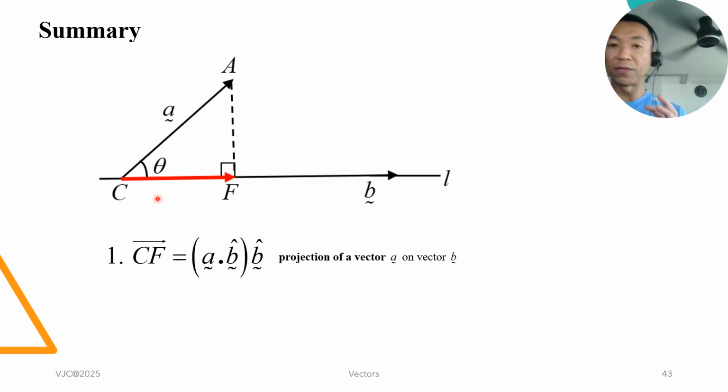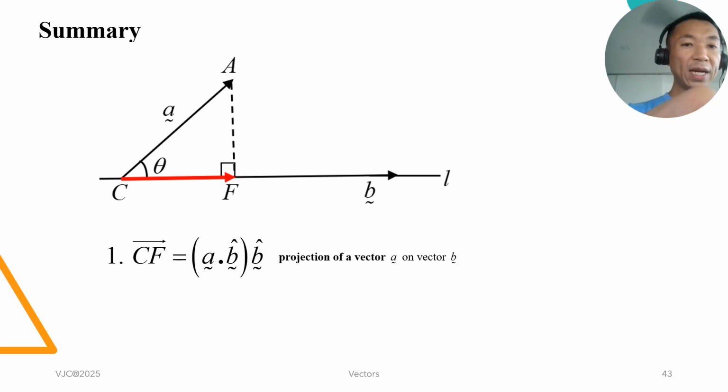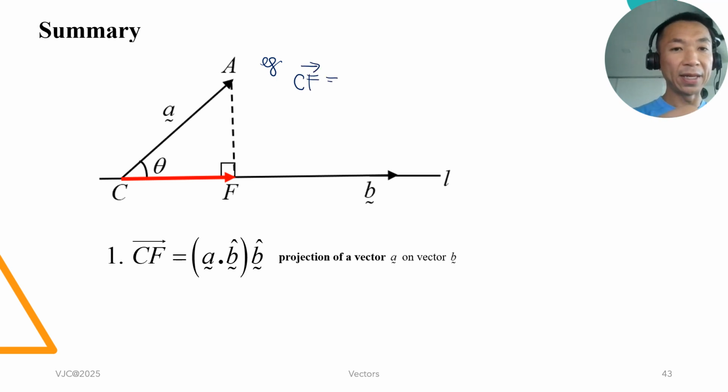Now, what if you want to find this length CF? That means just the length, the magnitude of this vector. This is actually called the length of projection of A on B. How to find it? Let me give you a simple example. What if CF is, say, 2.5, 1 over root 2, 1 over root 2, 0.